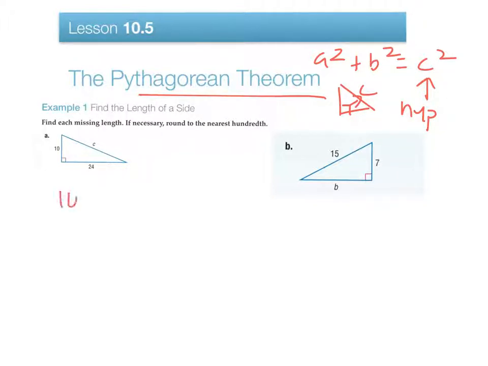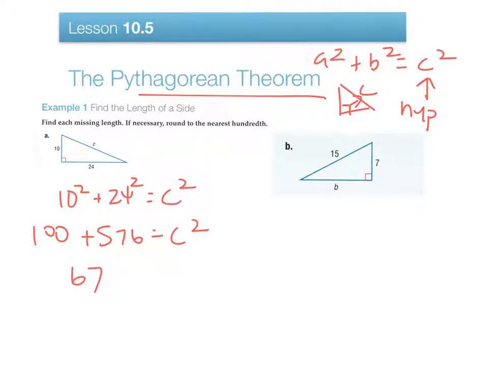So we're going to put 10 squared plus 24 squared equals c squared. That's the formula. And when I do the math, I'm going to get 100 plus 24 squared, which happens to be 576. 576 equals c squared. When I add those, I get 676, and to solve, I'm going to take the square root. When I take the square root of 676, I get 26.